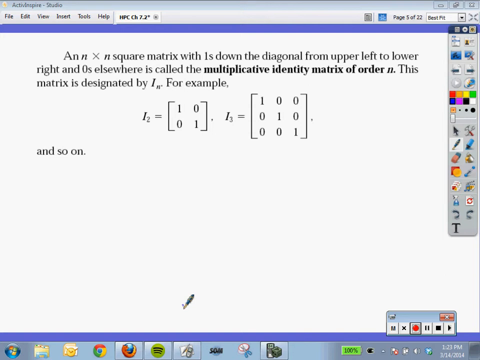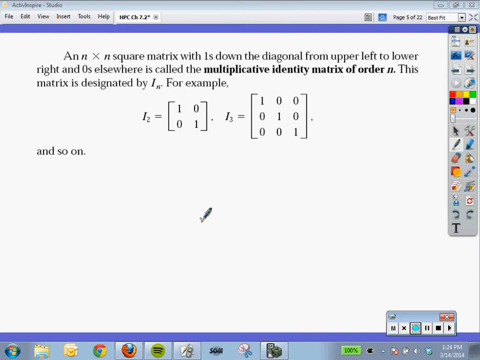So on our next slide, we have a little bit more description about the identity matrix. An n by n square matrix with 1s down the diagonal from the upper left to the lower right and 0s elsewhere is called the multiplicative identity matrix of order n. This matrix is designated by I sub n. For example, here you have I sub 2, here you have I sub 3, and the identity matrices that are associated with them.